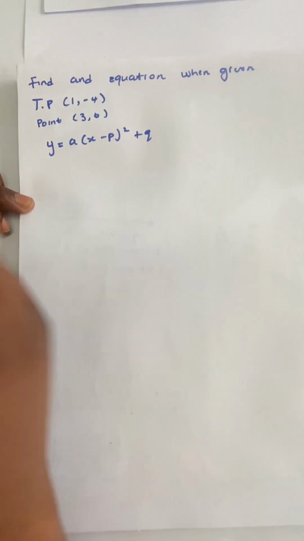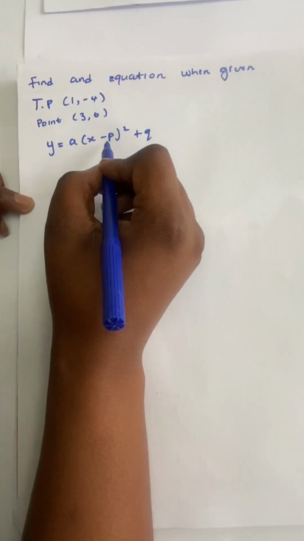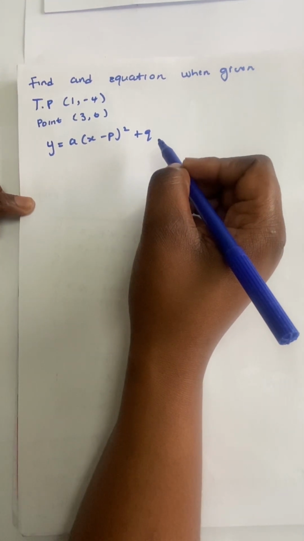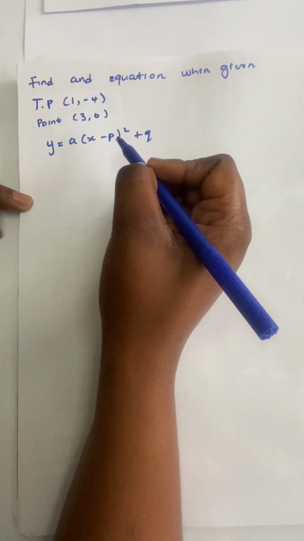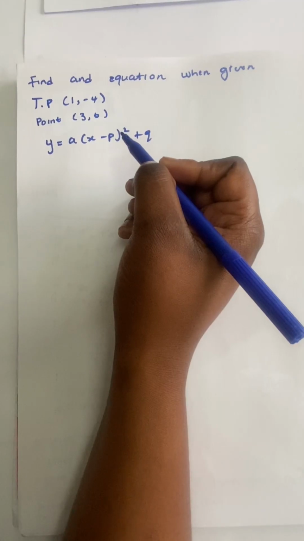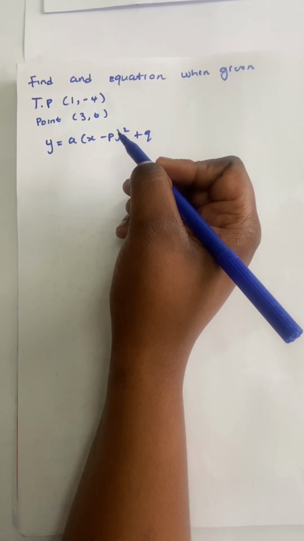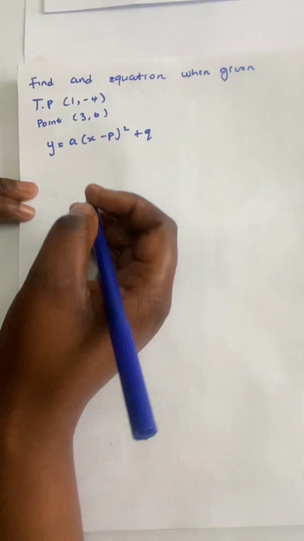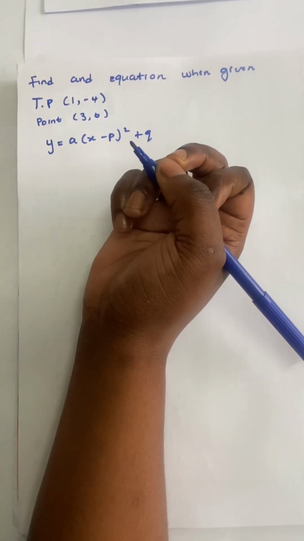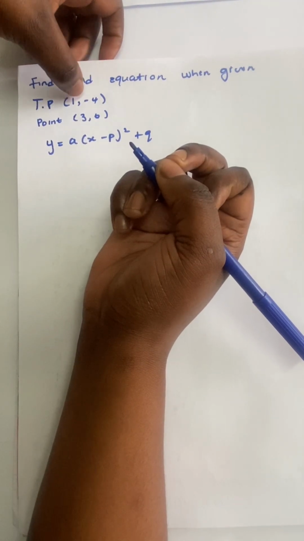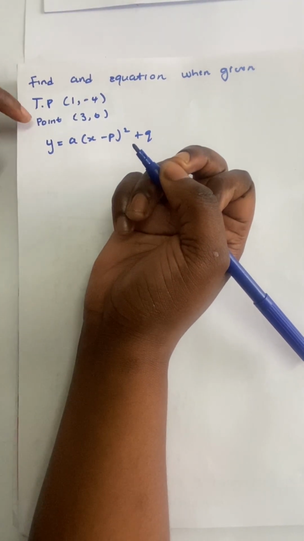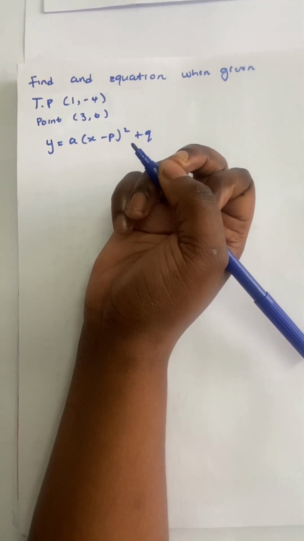So here is how you do this. Remember, I told you that this p is the x coordinate of your turning point, and this q is the y coordinate of your turning point. But this p changes the sign when you are putting it in the equation, as I told you in the previous video. So here is how you do it now. You are already given your turning point, right? That means you take the turning point and substitute it in this equation, and then you substitute the point also to find the value of a.